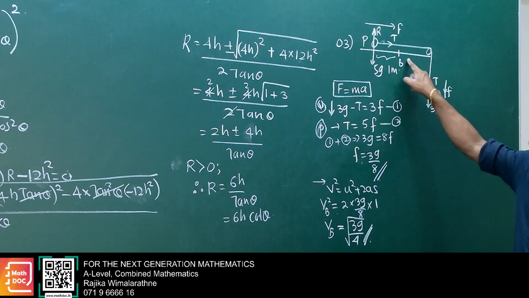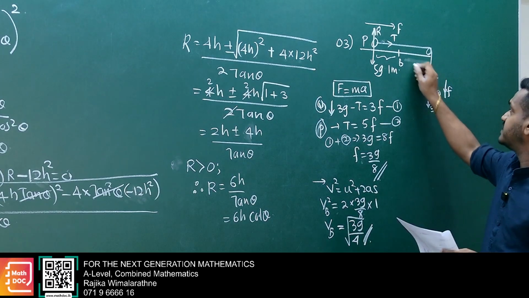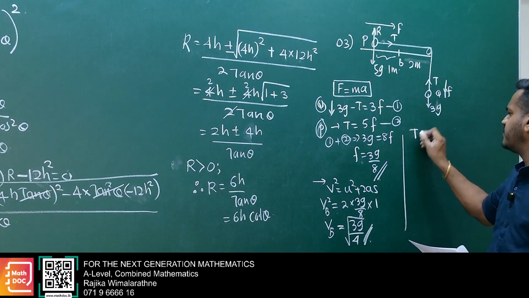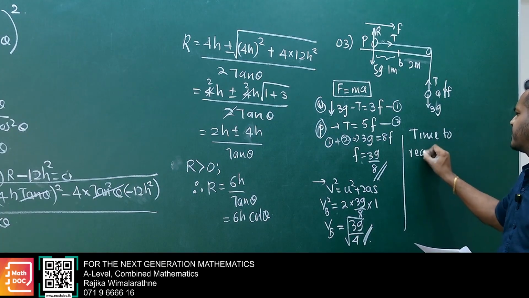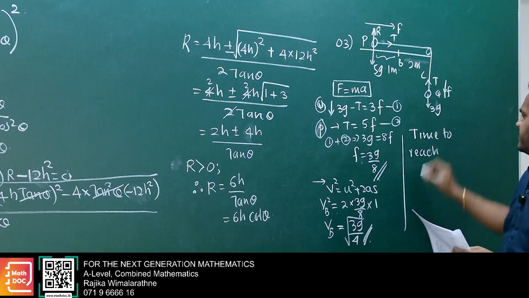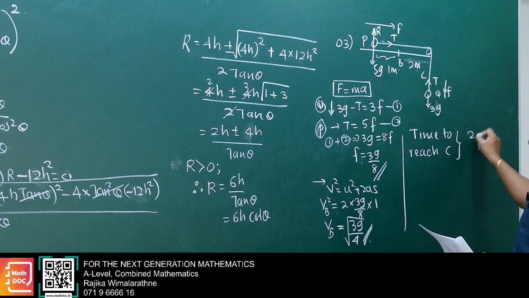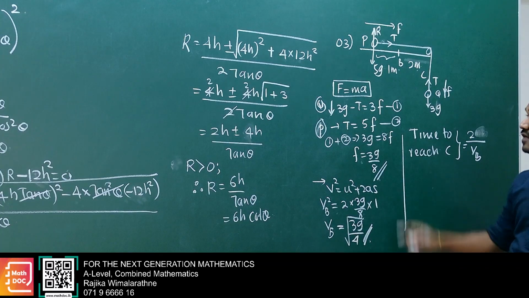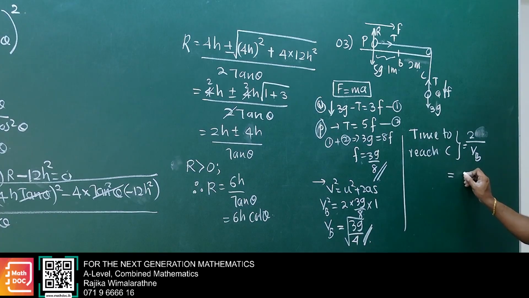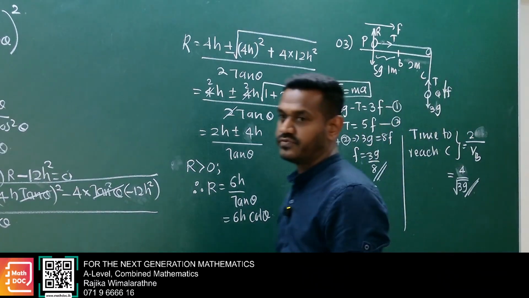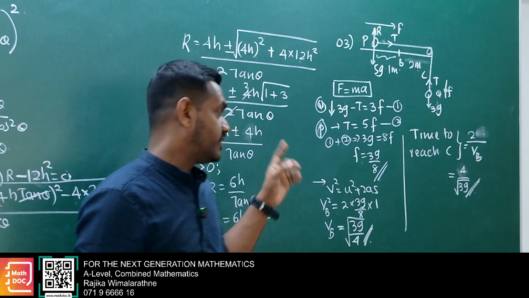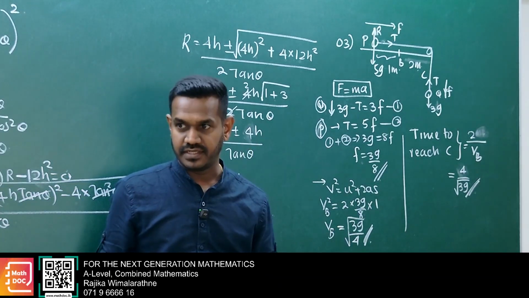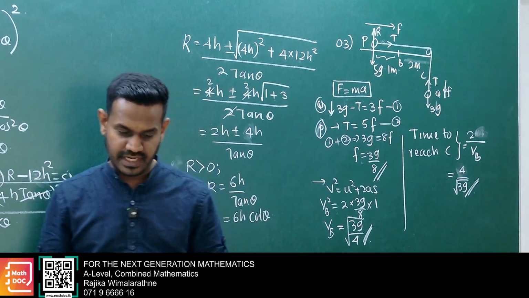Then it goes with the same velocity now. Then BC displacement is 2 meters. Therefore, now time to reach C: 2 meters divided by its velocity Vb. After cutting this string, it moves with uniform velocity. Then 4 divided by root of 3g. That is it. System of pulley action. First you find acceleration, then you find velocity, thereafter you find time to reach that point using general equations of motion. Complete. That is question number 3.